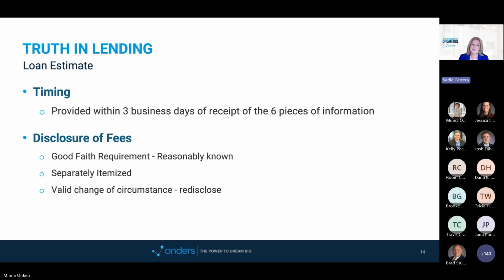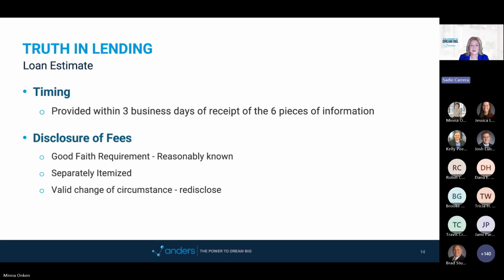And let's just recap those 6 pieces of triggering information. We're talking about the applicant's name, income, social security number, that's to obtain the credit report, the property address, estimated property value, and the loan amount sought. One thing we need to remember is that we're not going to purposely withhold any of this triggering information to delay the provision of that LE.